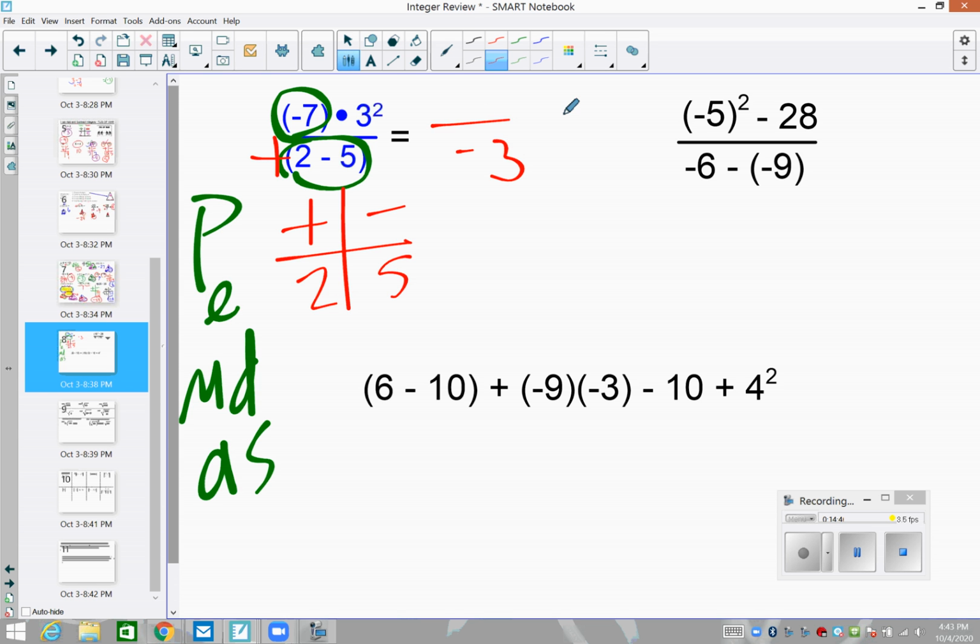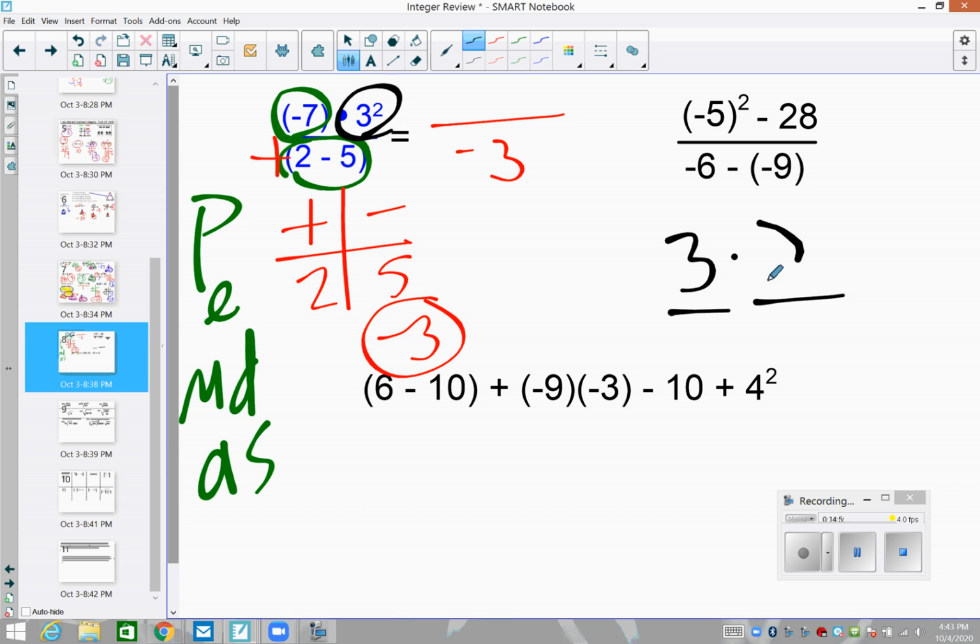Cool. Now in the top, we have an exponent. We have 3 squared, so we have to do that. Now 3 squared is just 3 times 3. That's 3 squared, right? 3 times 3. Not 3 times 2, 3 times 3. So that 3 squared, I'm going to undo that just so I have more room to write, is 9. So I have negative 7 times 9.